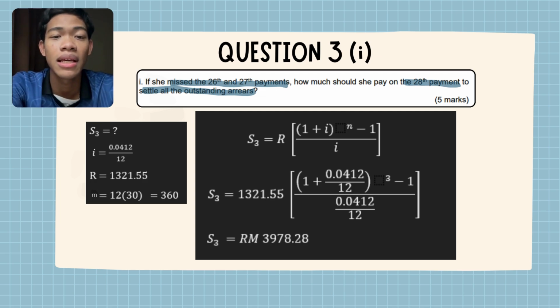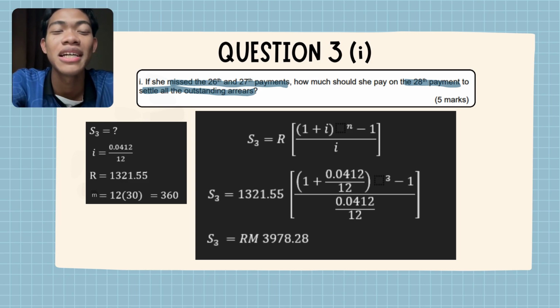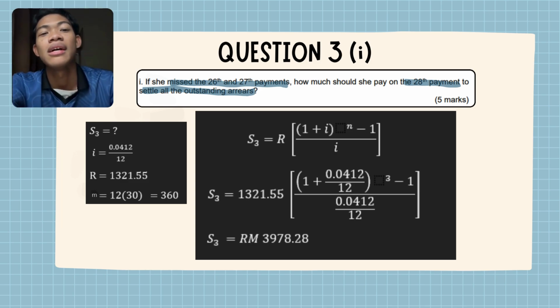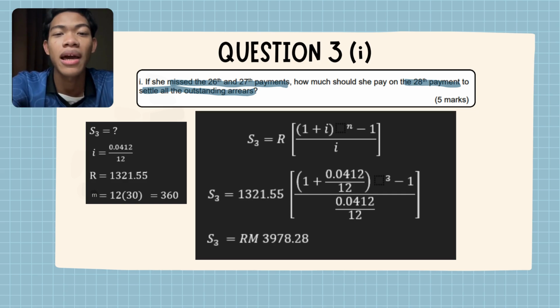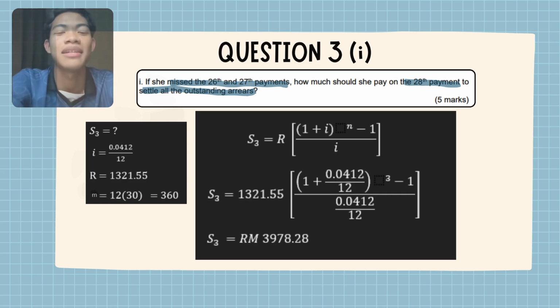So S3 equal to 1,321 ringgit 55 cent, open bracket, 1 plus 0.0412 fraction 12, power of 12 multiplied by 30, minus 1, fraction 0.0412 fraction 12, close bracket. After that you can use the calculator. So the total you can get S3 equal to RM3,978 ringgit 28 cent.